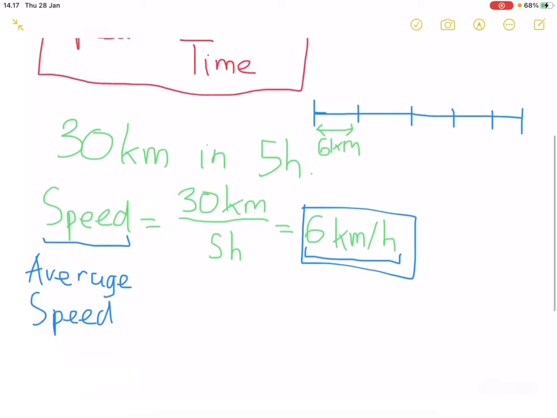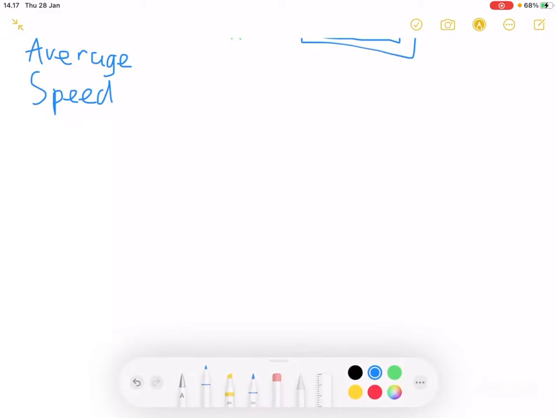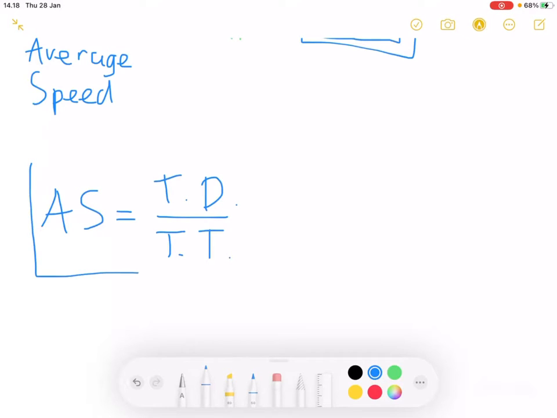Average speed is defined as follows. Just write AS for average speed: it is the total distance over the total time. So the average speed is the total distance covered by a certain object or a vehicle, over the total time taken to travel that distance. With this formula, let's do some examples.